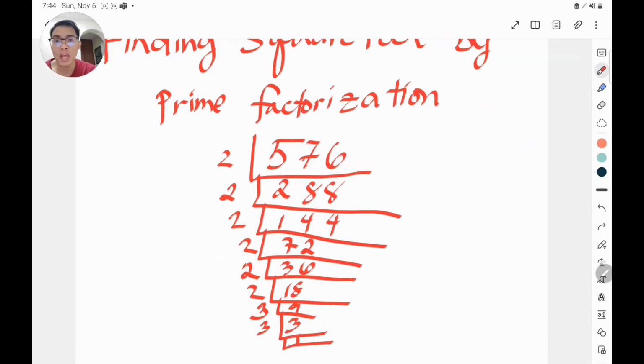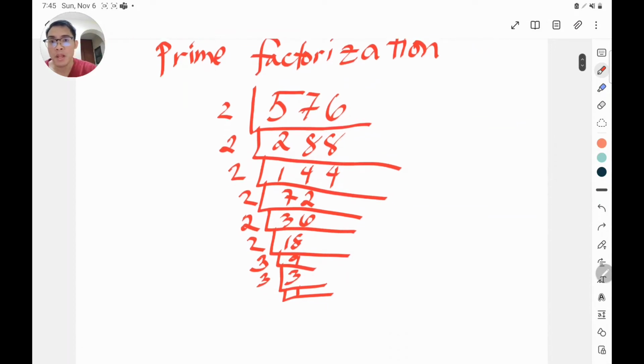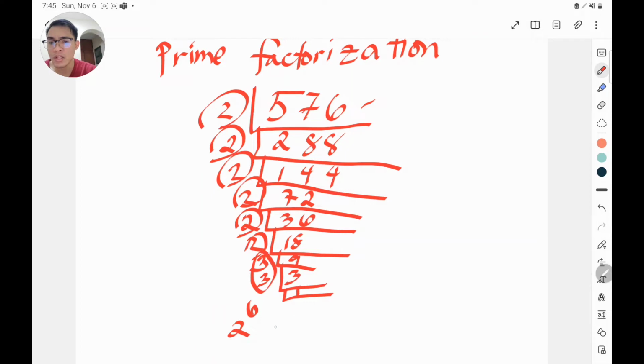Now, since it is called the prime factorization method, we have to write the factors using prime factorization. So we can just write how many times we multiplied 2 by itself to get 576. We have 1, 2, 3, 4, 5, 6. That would be 2 to the power of 6, and then we have 3 times 3, so 3 squared, right? So basically 576 is equal to 2 to the power of 6 times 3 to the power of 2.